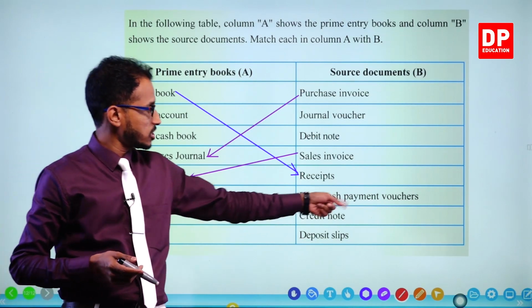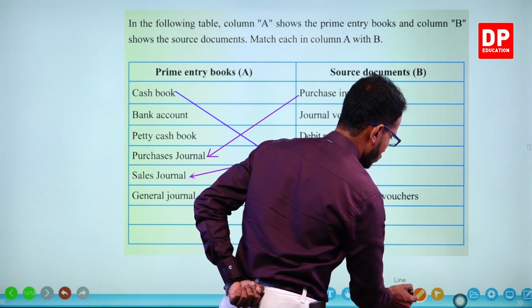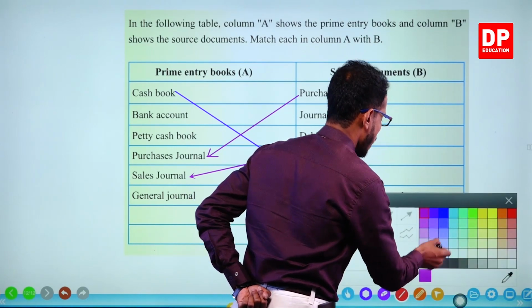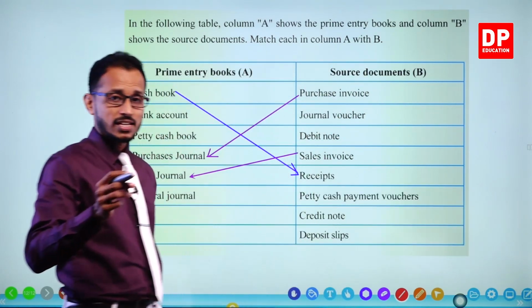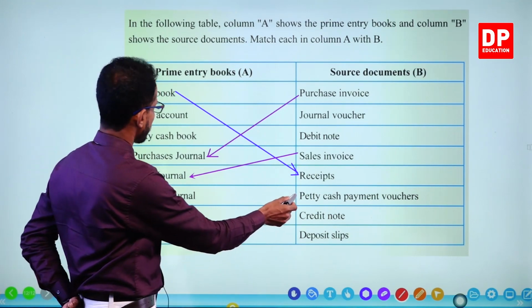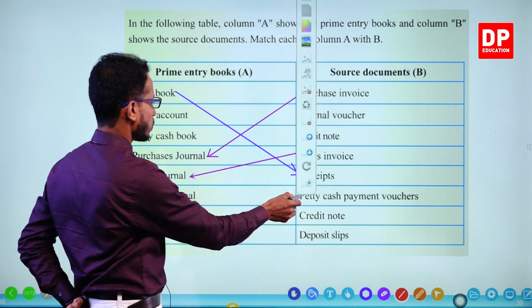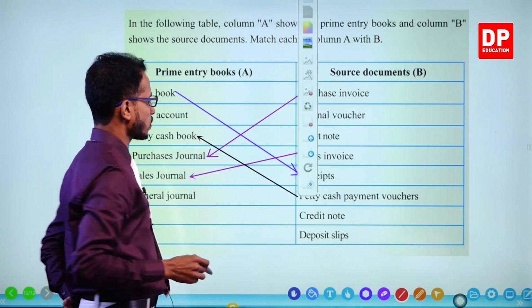And we know petty cash vouchers. Of course, we know about petty cash vouchers. Petty cash vouchers are issued for petty cash transactions, and petty cash transactions go to the petty cash book. Easy things. Where is the petty cash book? Oh, it's here. Petty cash book.